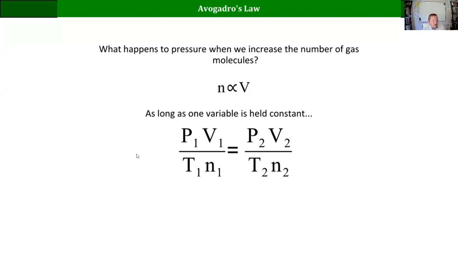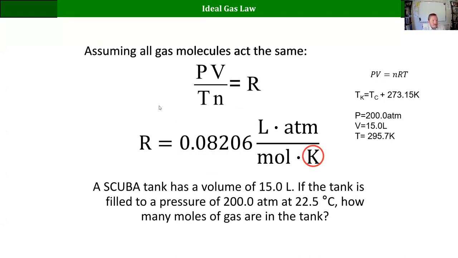And that means all you really need to remember is PV equals NRT. If you know PV equals NRT, you can always rearrange it to look like this. And that tells you P, V are on top, N and T are on bottom. So as long as you can remember this, that's all the gas laws you need.